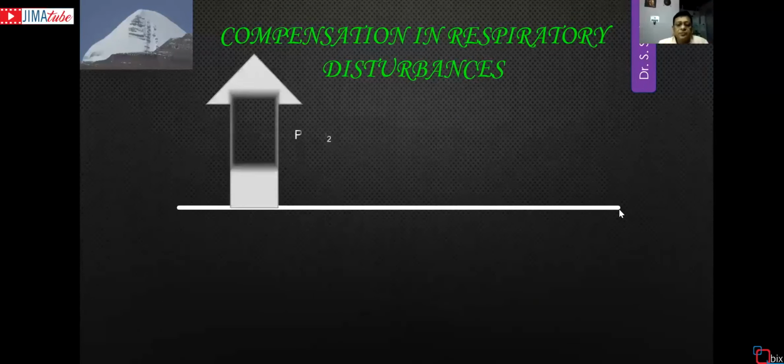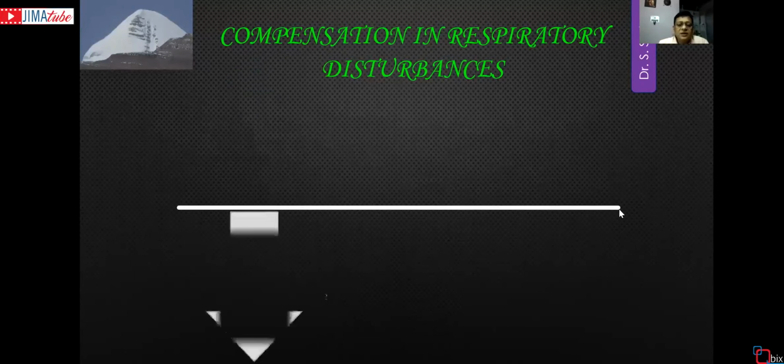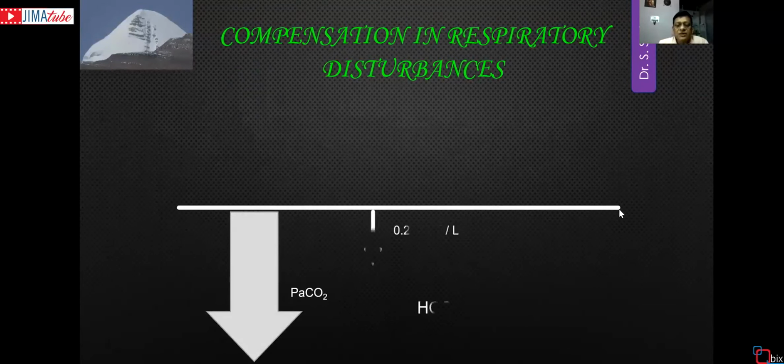So in case of respiratory acidosis, in the early stage, there is a 1 millimole per liter increase. In the late stage, there is a 4 millimole per liter increase of bicarbonate level. On the other hand, in case of respiratory alkalosis, in the early stage, there is a 2 millimole per liter decrease. And in chronic cases, it is 0.3 millimole per liter. So that is the 1, 2, 3, 4 formula for assessing the bicarbonate changes during respiratory events.